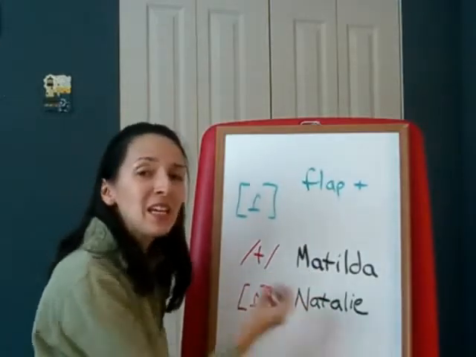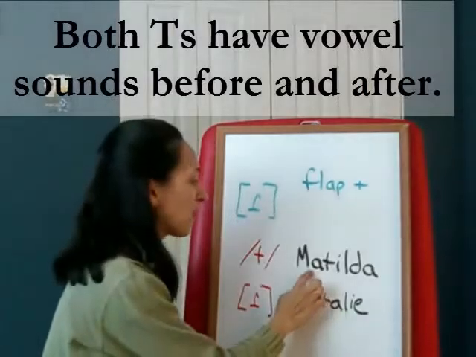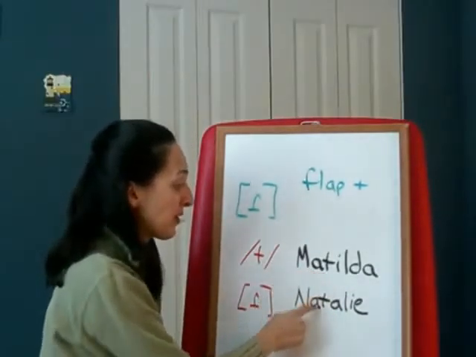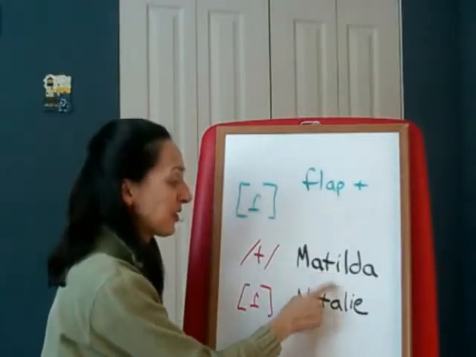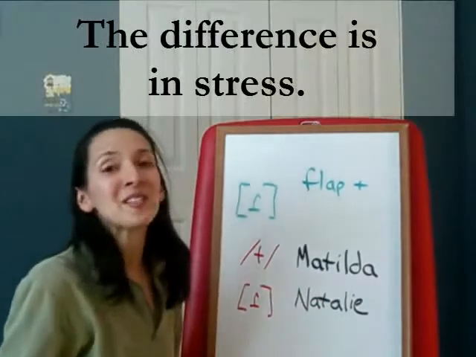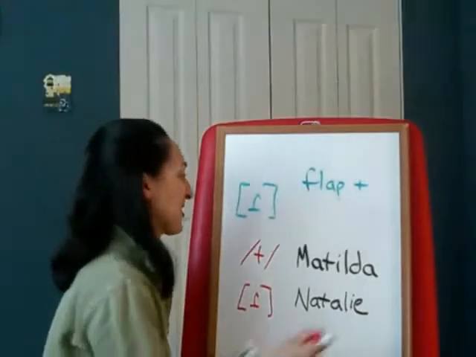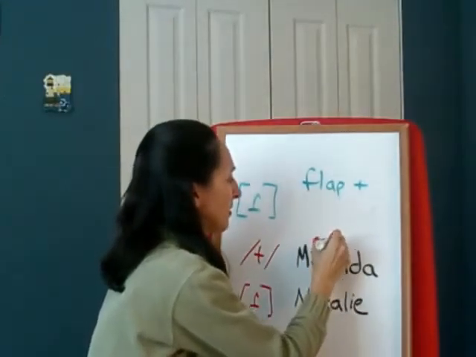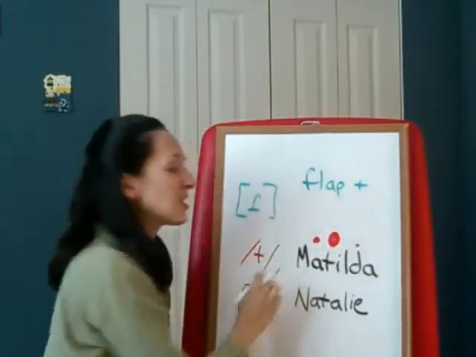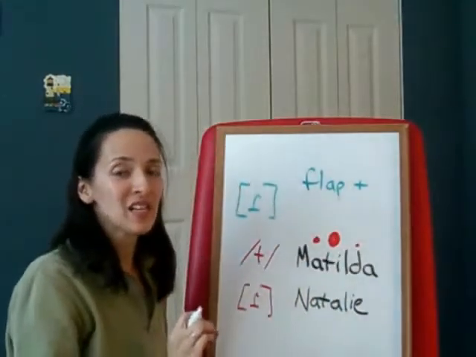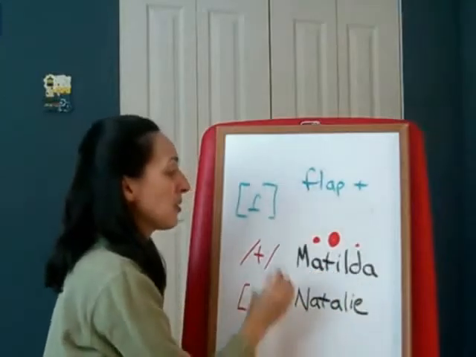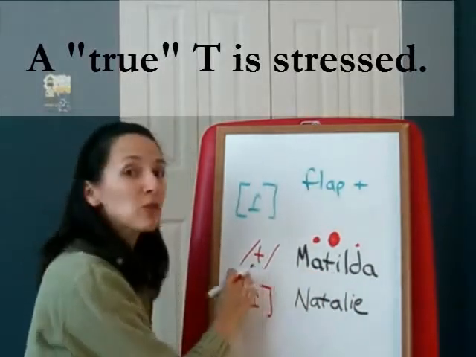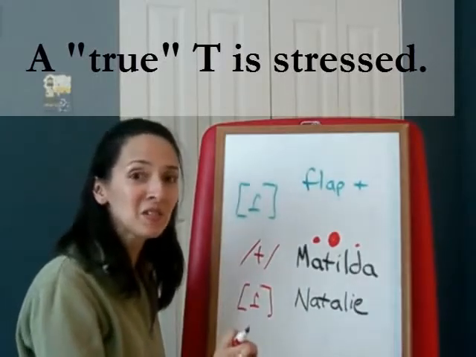Both have T in the middle, and both have vowel sounds surrounding that T. We have a vowel sound before and a vowel sound after. The difference is in stress. Watch this. This name is Matilda. Stress on the second syllable, Matilda. The T is stressed, so we have a true T sound, Matilda.